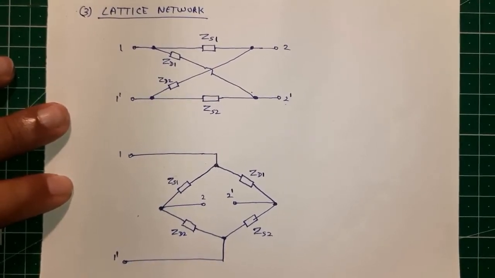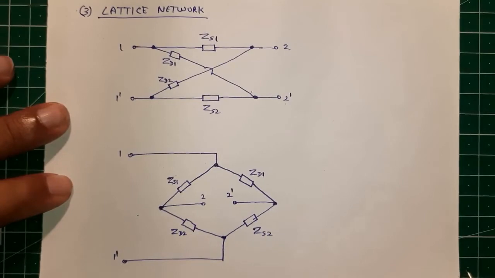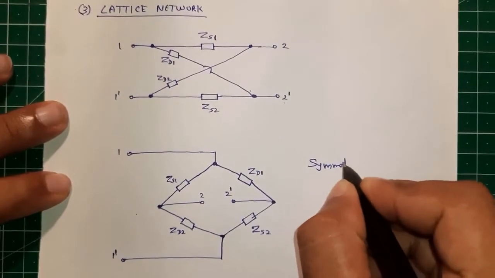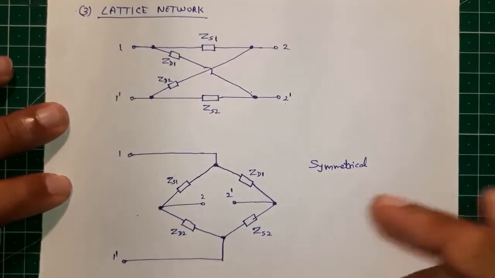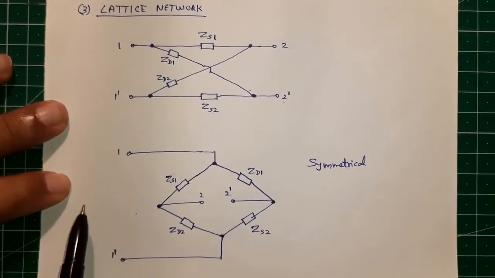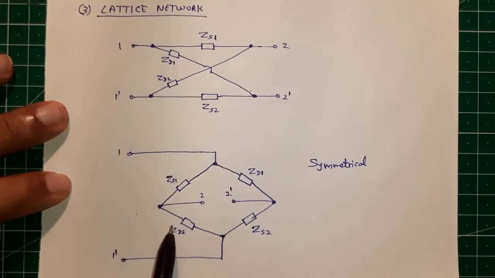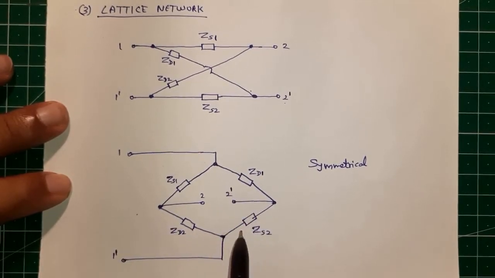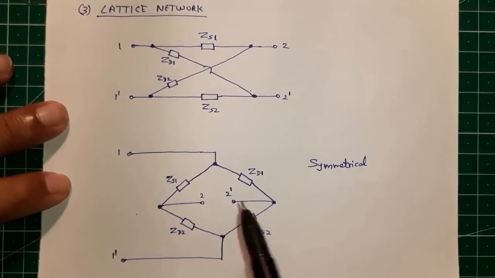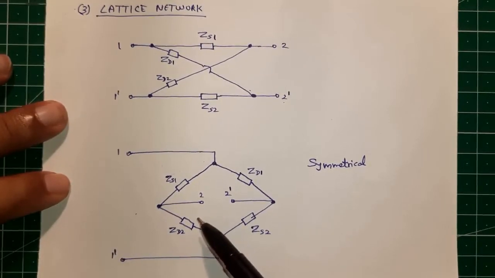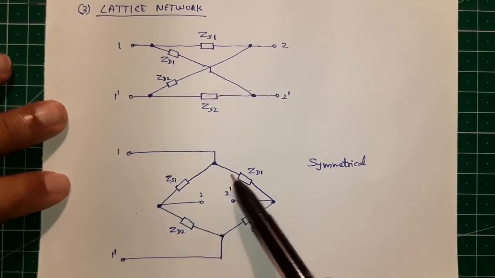So when will this become symmetrical? We have to see the input impedance like this. This will be in series, and these are in parallel. And the output impedance, again, this will be in series, and these two are in parallel.